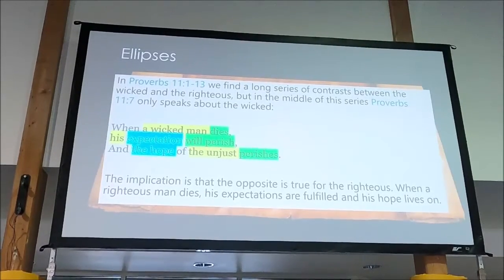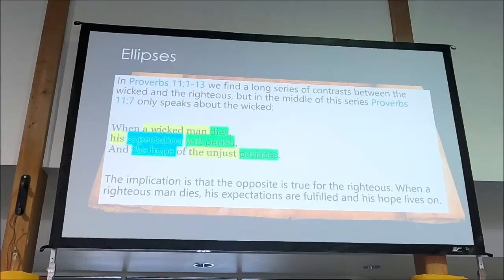The righteous do not perish. What about their hope and expectation? It doesn't perish either. It's fulfilled, yes. And since there's certainty with the wicked, what do we know about the righteous? It's a certainty too. I find this fascinating. You can say a whole lot of stuff by not saying anything. You just leave it out and you said a whole bunch of stuff.